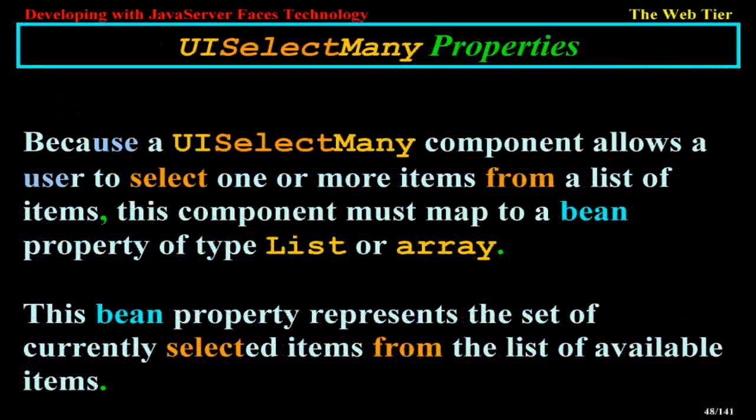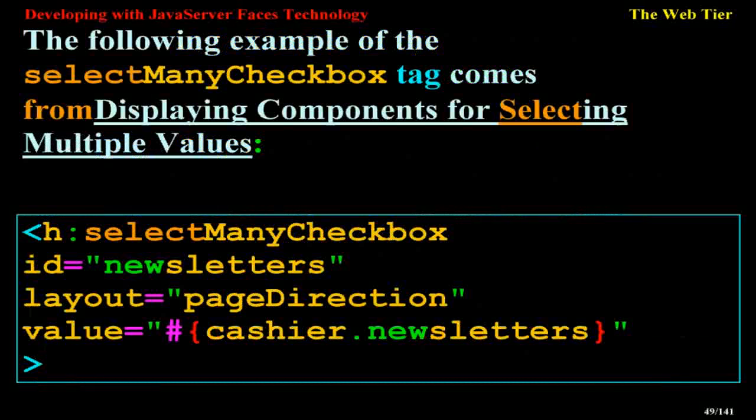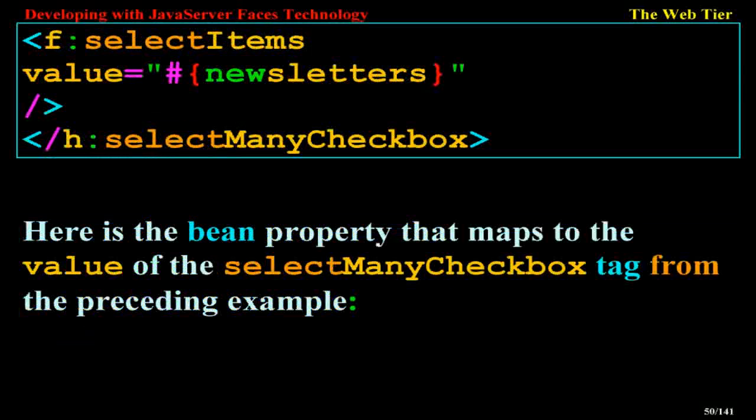Select many properties. Because a selectMany component allows the user to select one or more items from a list of items, this component must map to a bean property of type List or array. This bean property represents the set of currently selected items from the list of available items. The following example of the selectManyCheckbox tag comes from Displaying Components for Selecting Multiple Values. selectManyCheckbox id="newsletters" layout="pageDirection" value="#{cashier.newsletters}". f:selectItems value="#{newsletters}".